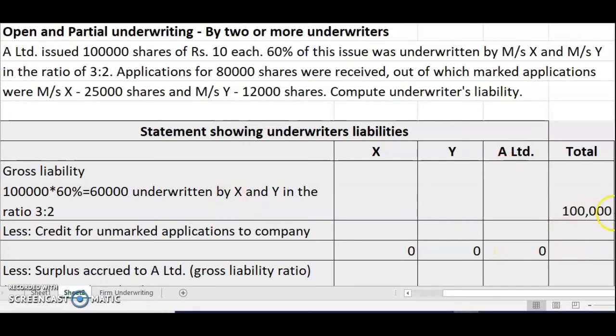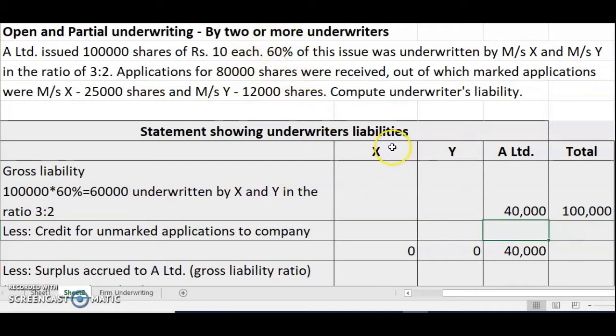Now the total issue is 1 lakh shares. Okay, out of that there is an underwriting agreement for 60% of the shares. So 60% of 1 lakh is 60,000 shares. So there is an underwriting agreement for 60,000 shares. It also means that for the balance 40,000 shares, we do not have any underwriting agreement. So for 40,000, we have to take the company as the underwriter, and I have to write this 40,000 in the company's column. Now for X and Y, it is 60,000 shares.